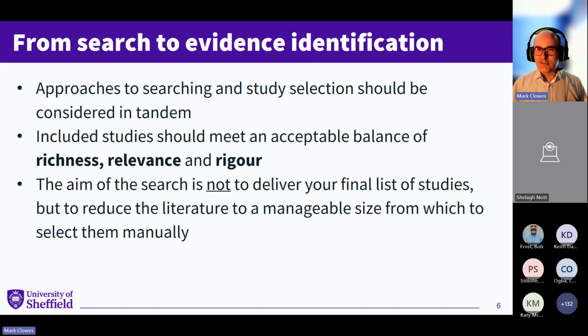What you consider manageable, of course, will vary. There'll be personal preference, and it may also depend on your topic, because some topics are very easy to screen. It's very easy to discard the irrelevant material. Others, it's a lot more complicated. You have to dig into the abstracts or maybe even into the full text before you can make a decision, and that's much more time consuming.